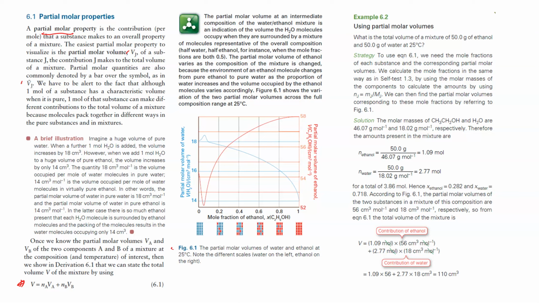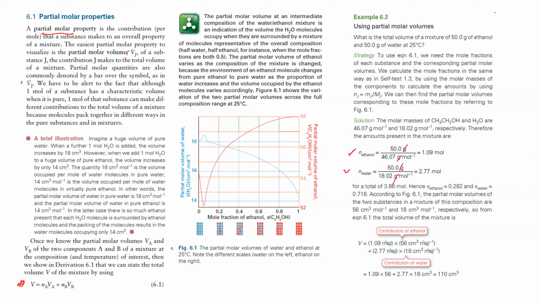Therefore, the amounts present in the mixture are as follows. The number of moles of ethanol is going to be 50.0 grams divided by 46.07 grams per mole. Grams cancel, leaving 1 over 1 over moles, or moles. So we have 1.09 moles of ethanol present. 50 grams of water divided by 18.02 grams per mole. Same thing, grams cancel, leaving moles, which yields 2.77 moles of water. This means that there's a total of 3.86 moles.